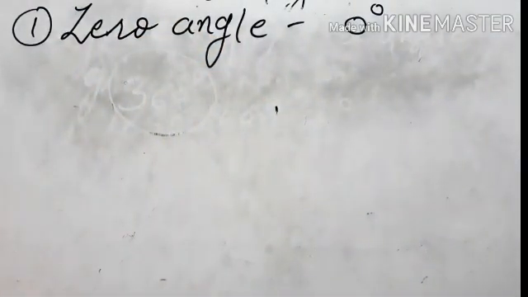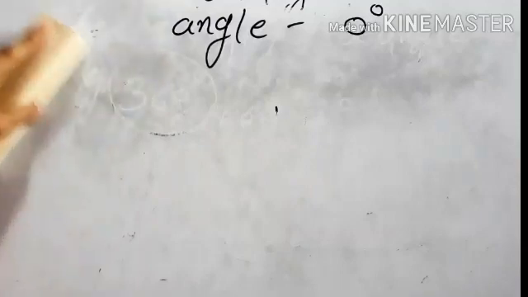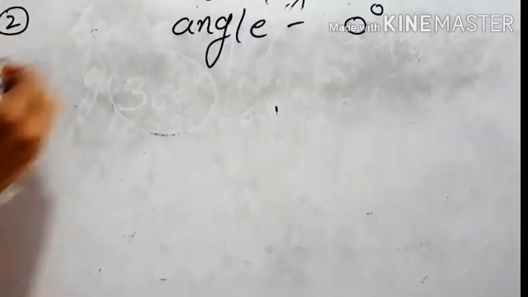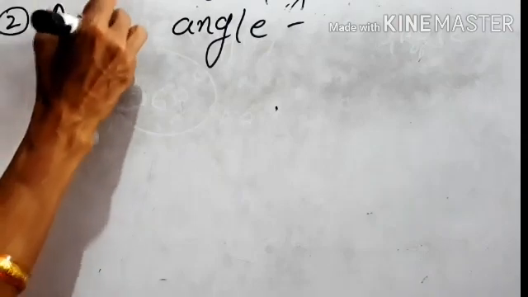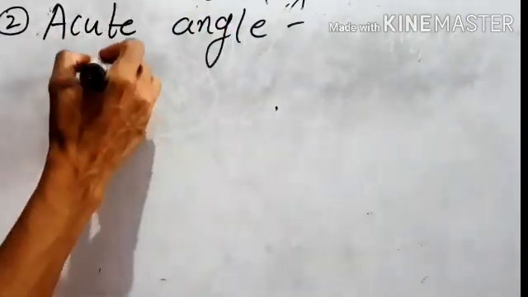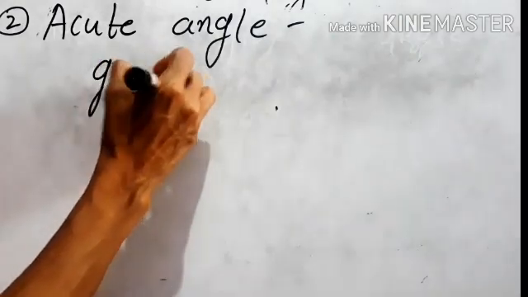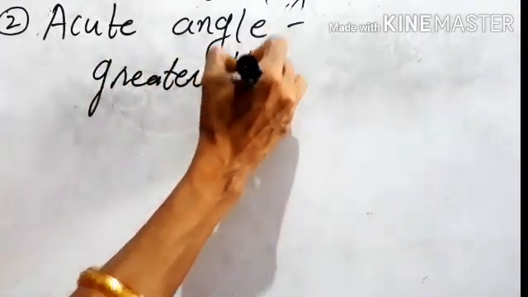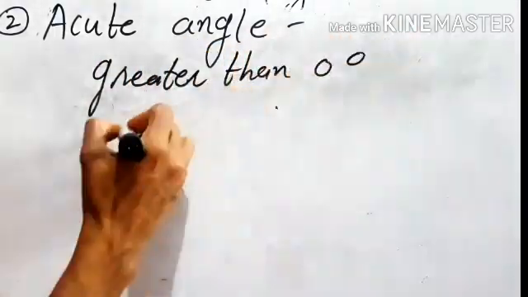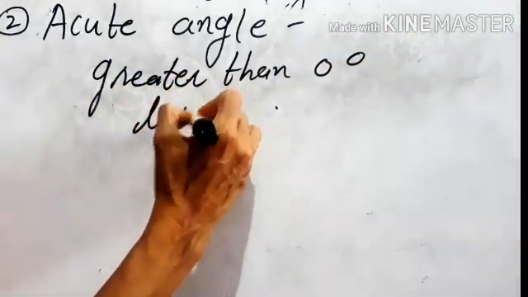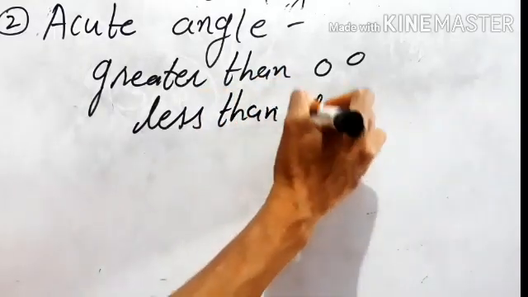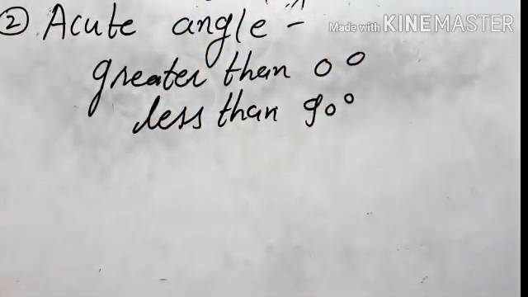Then our next type, the second type, is acute angle, which I already told you. Acute angle means what? The angle which is greater than 0 degree but less than 90 degree is called an acute angle.